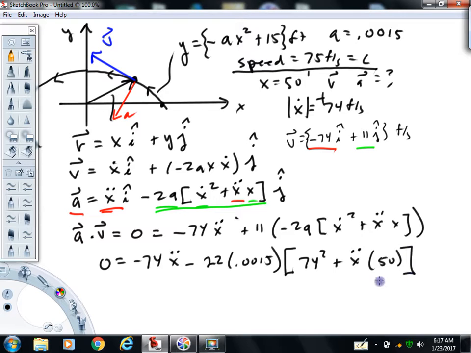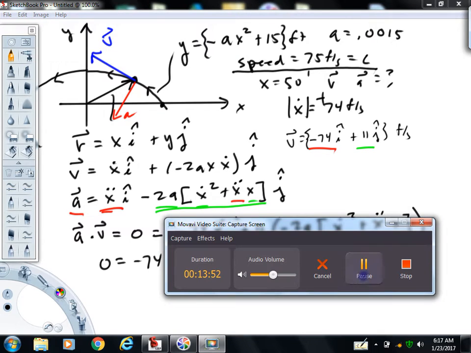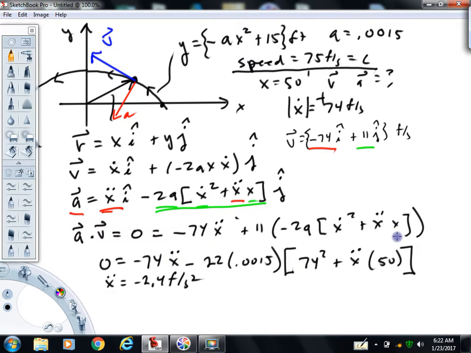I'm going to take a moment now to pause this video because it's going to take a little time to sort that algebra out. There's no sense in adding time. All right, so we're back, and I have my helpers go through and give me a value for this. The solution of this equation came out to be negative 2.4 feet per second squared.